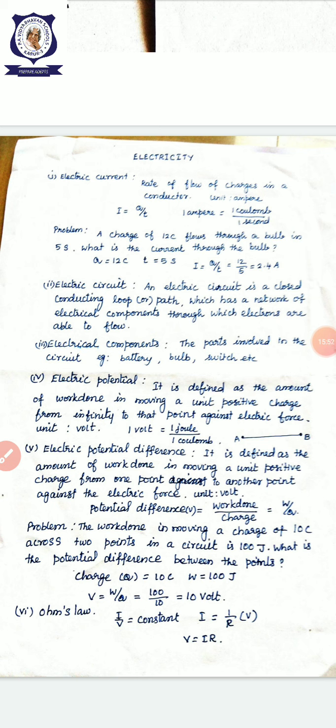It is defined as the amount of work done in moving a unit positive charge from infinity to that point against electric force. It is called electric potential. Its unit is volt. The symbol of electric potential is V. We may call it voltage. So normally we say voltage dropping in our household circuits.